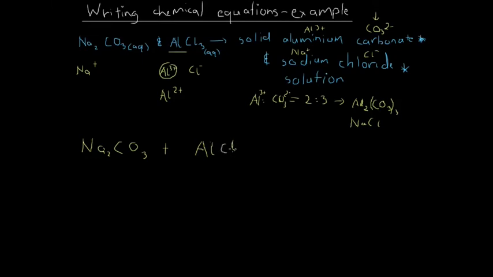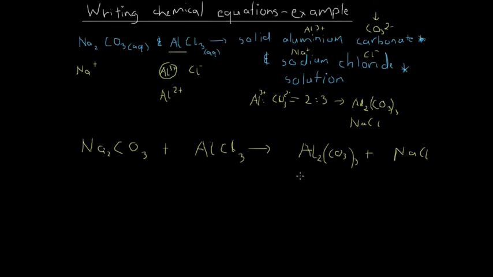Alright, so we've got our reactions, and we know that they are producing these two: aluminium carbonate and sodium chloride. Now we've got our ionic formula. We've done the first step. So now the next thing that we have to do is balance the chemical equation.